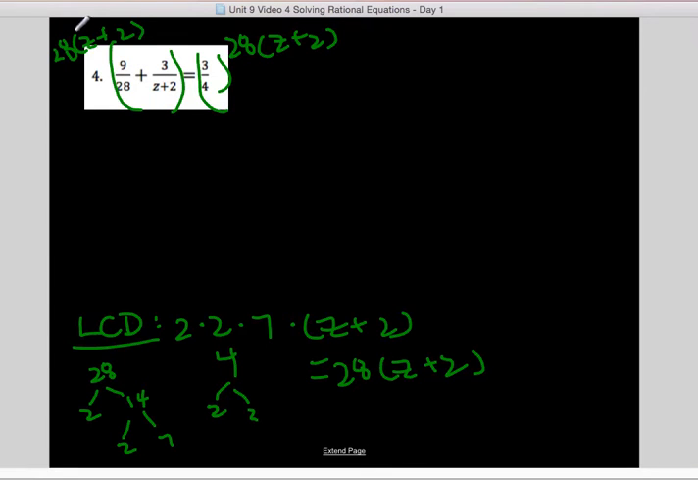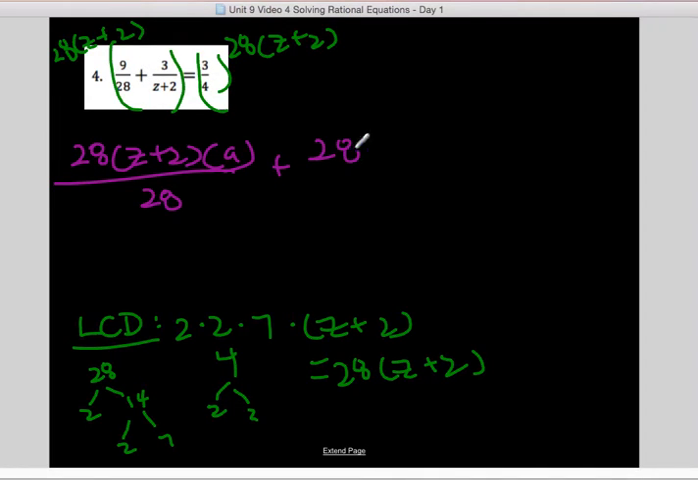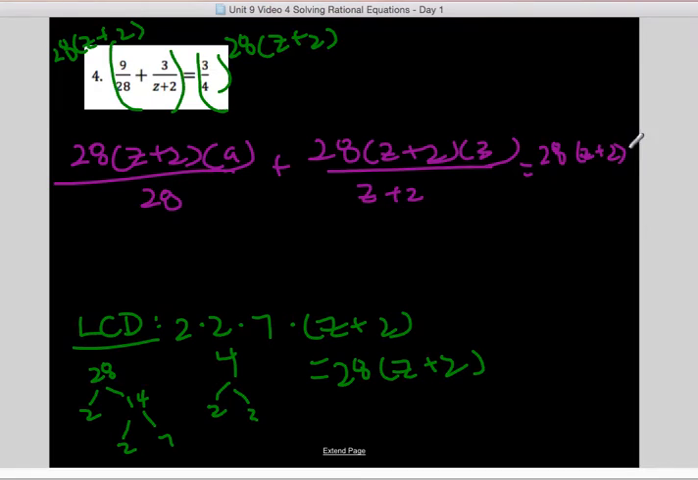Okay, so I'm going to write it out in the numerator. So I would have 28(z plus 2) times 9 all over 28, plus 28 times (z plus 2) times 3 all over (z plus 2), equals the last one, getting cramped, 28(z plus 2) times 3 all over 4.